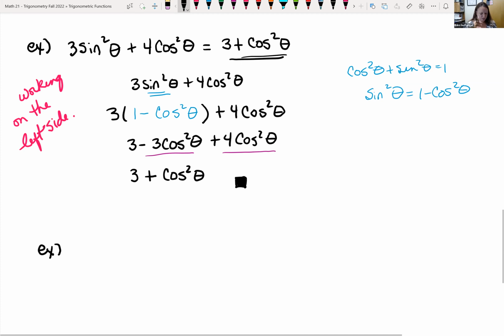So maybe look at one more. So we have 1 minus sine squared theta all over 1 minus cosine theta. This is equal to negative cosine theta.